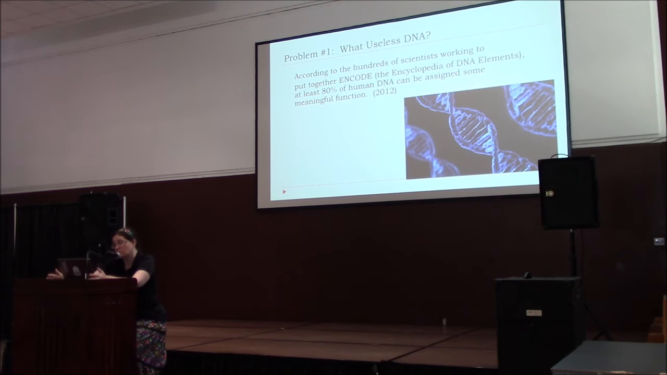So we're running into our first problem for evolution, which is that really DNA isn't useless. And we know this theoretically, but do we also know it experimentally? And the answer is yes, we do. So after the Human Genome Project was finished, ENCODE started, the Encyclopedia of DNA Elements, and they assigned at least 80% of human DNA some function. So they're saying instead of 98% junk, maybe it's 20% junk, but there's reasons to believe that that's not actually true, which I'll go into in a second.